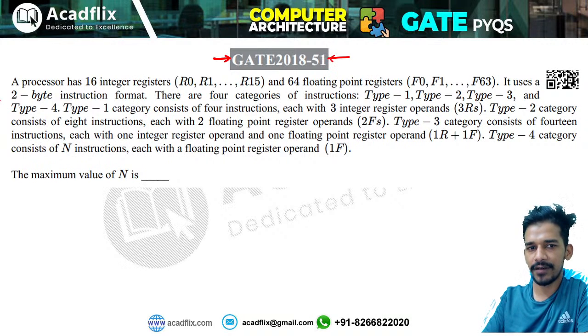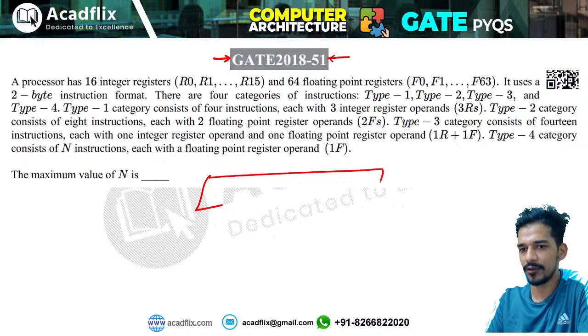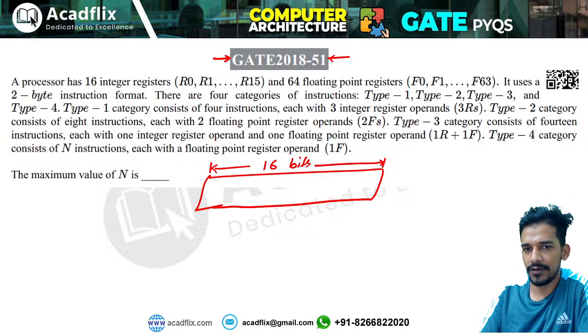This is saying that we have 16 integer registers R0 to R15. We have 64 floating point registers F0 to F63. It uses a 2-byte instruction format. It is saying that we have an instruction size of 2 bytes. 2 bytes means 16 bits. Okay, we have an instruction of 16 bits. And there are 4 categories of instruction: type 1, type 2, type 3 and type 4.